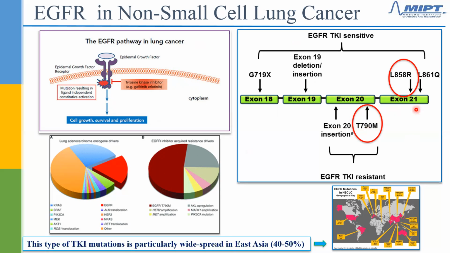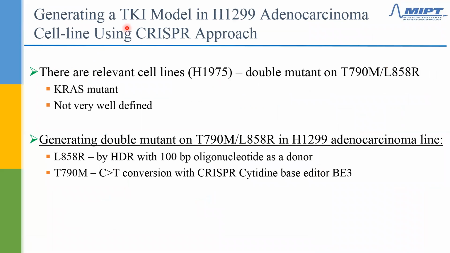Obviously, there is a medical need to develop a drug which will be effective against a combination of those mutants, and other mutations too, but this one is the most frequent. That was our task, essentially: to develop a tyrosine kinase inhibitor resistant model in lung cancer. Here too, not as relevant, we're using an adenocarcinoma cell line which has a wild type EGFR receptor, but our plan was to insert those mutations and make a model at least partly relevant for screening a library and developing new drugs.